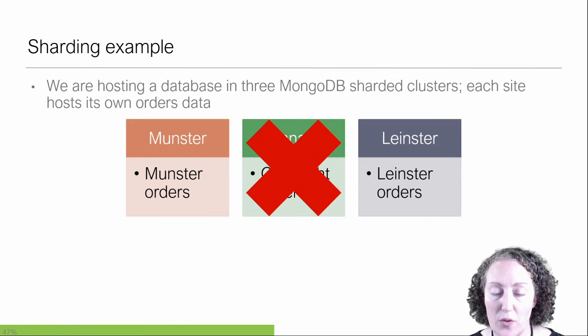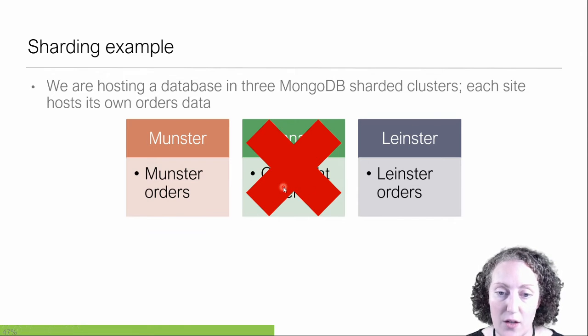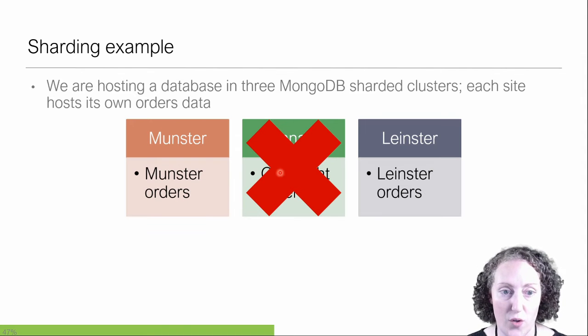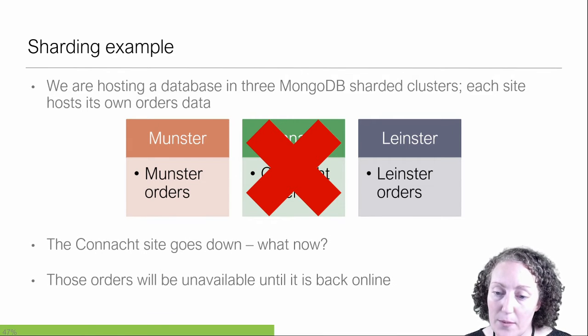So that would mean, I suppose, at this time, while this site is down, the Connacht site won't be able to do anything with their orders, which you might expect. But it also means that the Munster site can't access the Connacht orders, and the same for Leinster. So it means that basically all those orders are down for everybody across the whole, like nationwide, while the connection is down. So those orders will be unavailable.